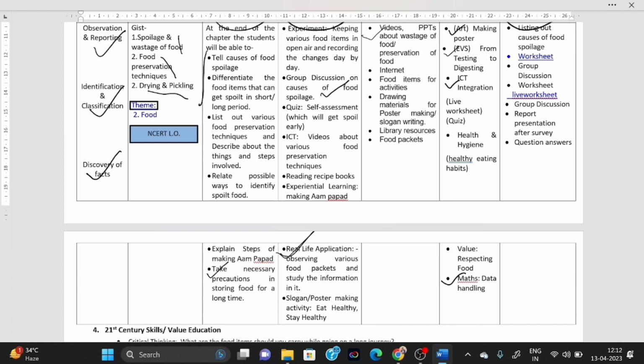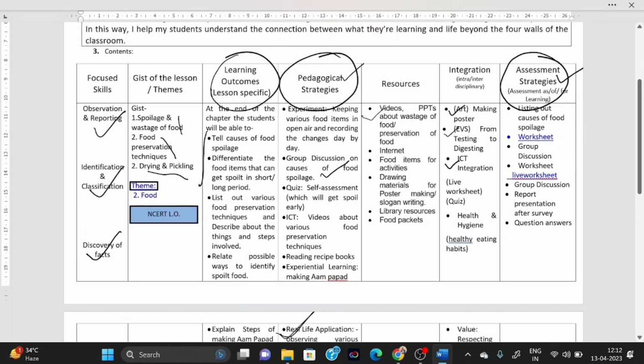may get some packets where the expiry date is not written but the manufacturing date is written, and it is also written that this food will expire after 6 months or after 12 months of packing. So they can calculate the expiry date and know about the food packet. So these are the integrations I have made with this particular chapter.